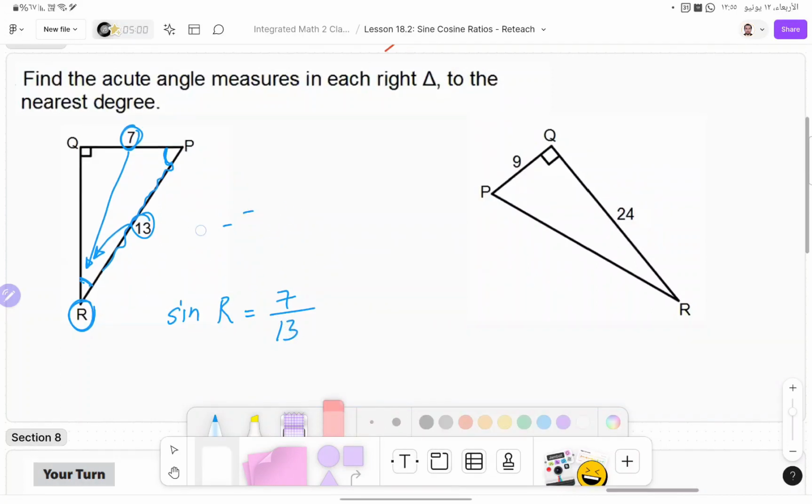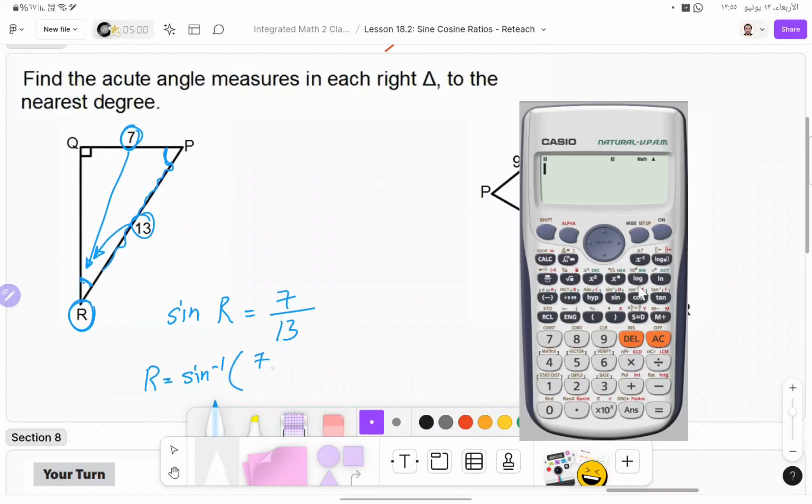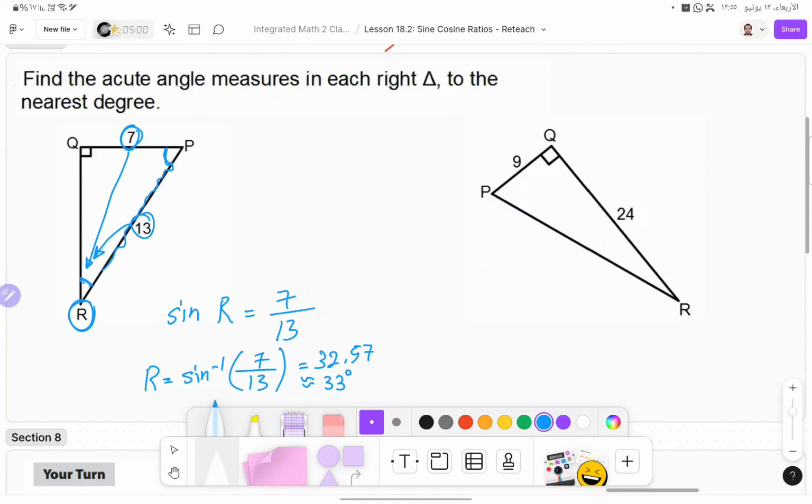Okay, so what can I do now? I have to find the angle, so you have to use the inverse. R is equal to inverse sine of 7 over 13. If you do it in the calculator, you will get 32.57, or you can just round it to 33. So we found angle R, which is equal to 33.